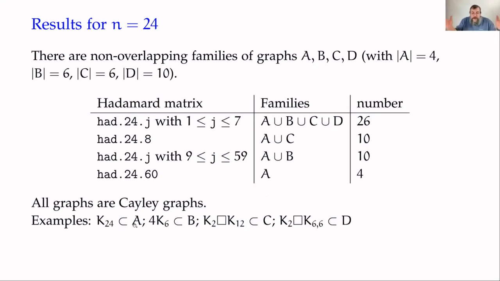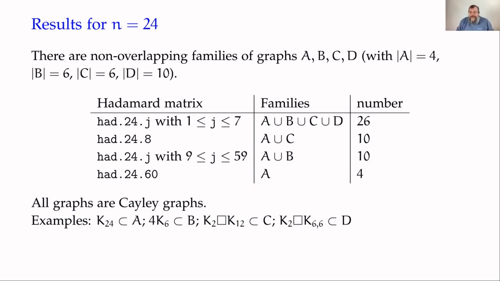Now, some examples of graphs in these different families: the complete graph is inside of A, which is no surprise because the complete graph is always Hadamard diagonalizable. 4 copies of K6 is an example of a graph inside of B. A Cartesian product of K2 and K12. So think of it as you have a K12, and then you just have edges going straight down. And that's an example of something inside of C. And then similarly, a K2 Cartesian product K6,6 is an example of what's inside of D. And so you can look at all of these.